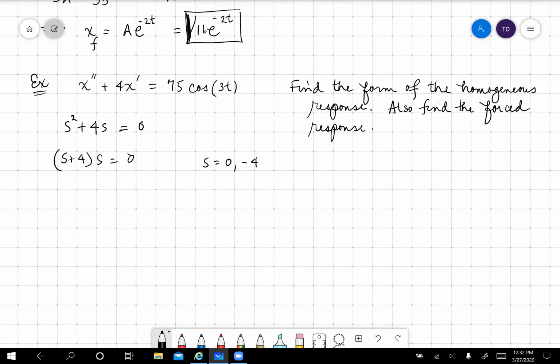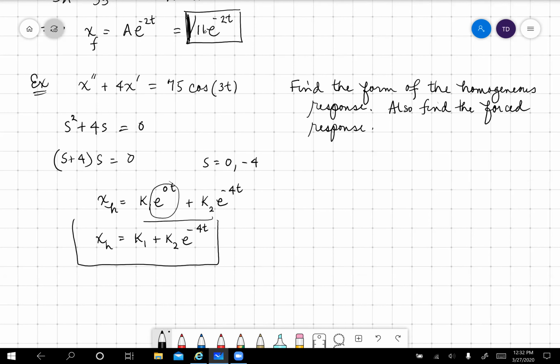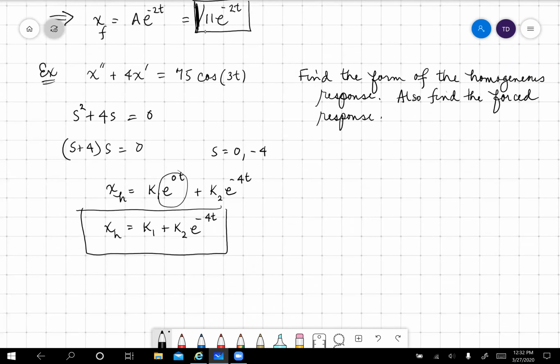So that means we go to this solution. XH equals K1 e to the 0t plus K2 e to the minus 4t. What's e to the 0t? 1. Good. Perfect. That's the form of, in this case, the homogeneous response.